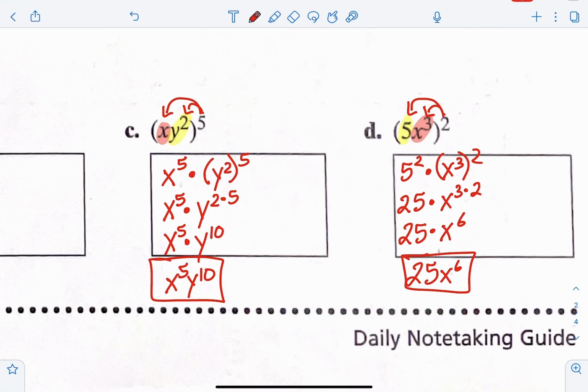All right, when you are ready, go ahead and flip your paper over and we will do the back.